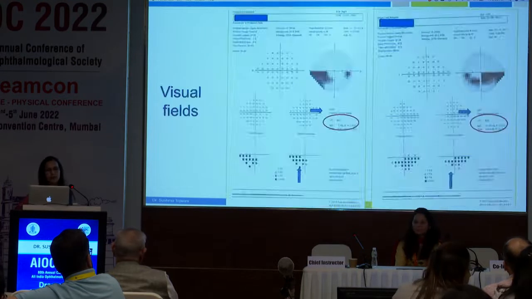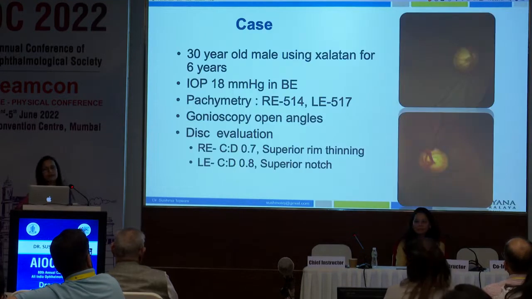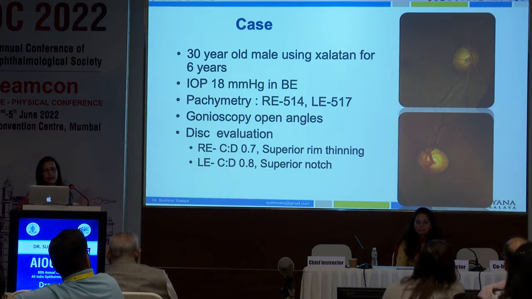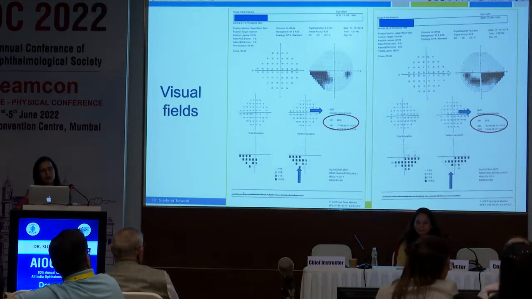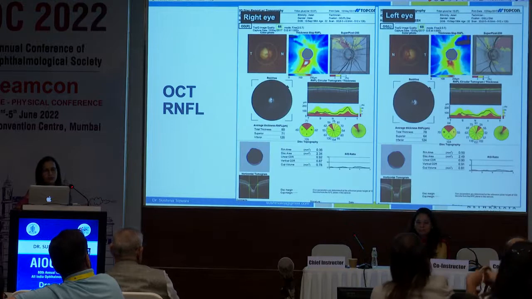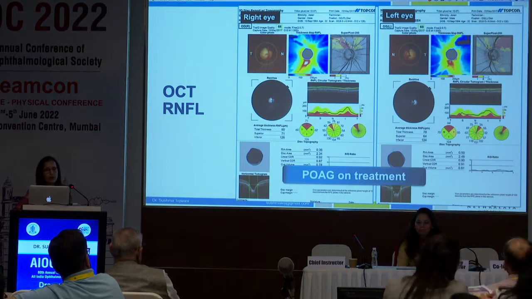Is it? Okay. So this is a classical example where everything correlates. We don't get such nice cases every time, but here you can see a 30-year-old male presenting with 18 pressures. You had superior rim thinning and superior notch in both the cases, and you could see the visual field defect there, both inferior defects, and OCT again corresponding. So everything matched, POAG on treatment.